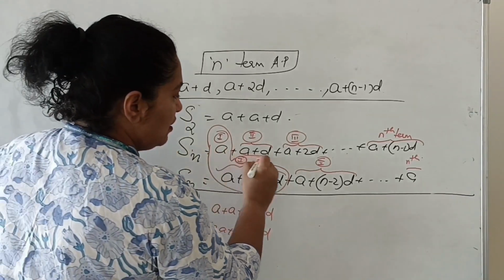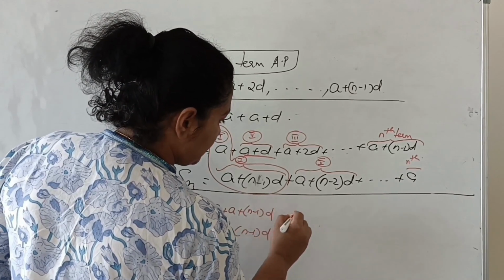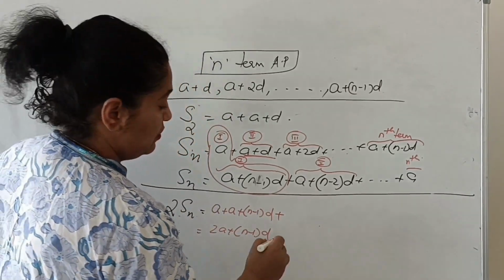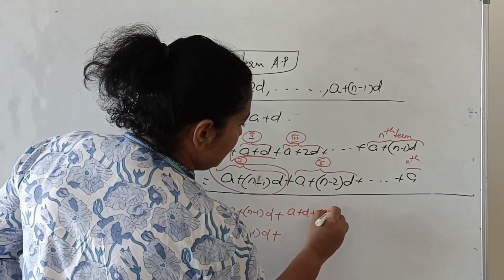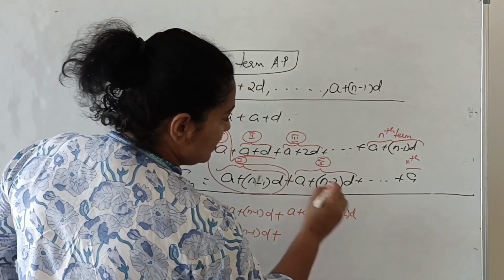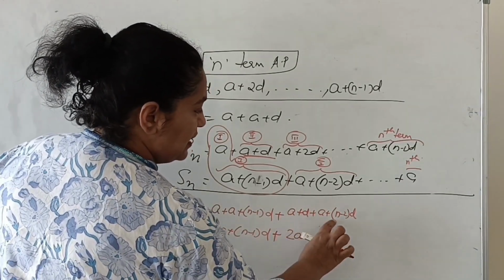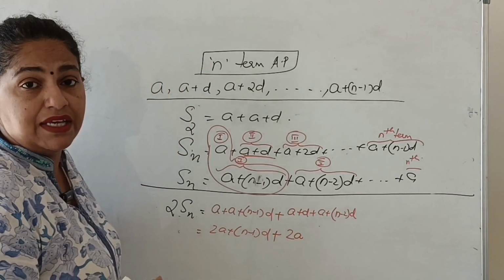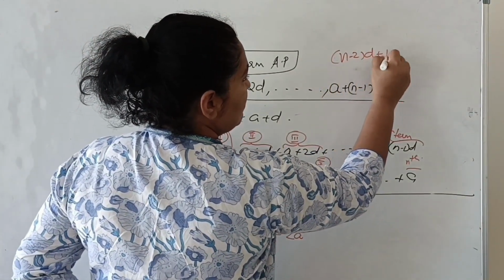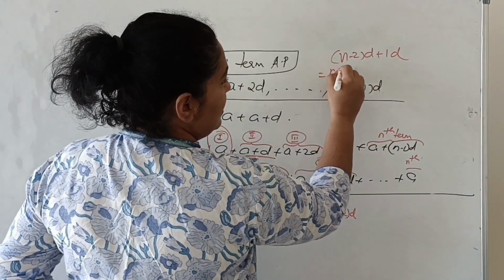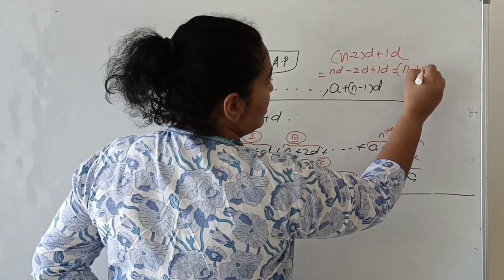Correct. The second term in the first equation and the second term in the second equation will give me, there is a plus sign over here, you know that, right? So, a plus d plus a plus n minus 2 d. a plus a will give me 2a. n minus 2 d plus 1 d, let us see what we are getting. n minus 2 into d plus 1 into d is nd minus 2d plus 1d, which is n minus 1 into d.